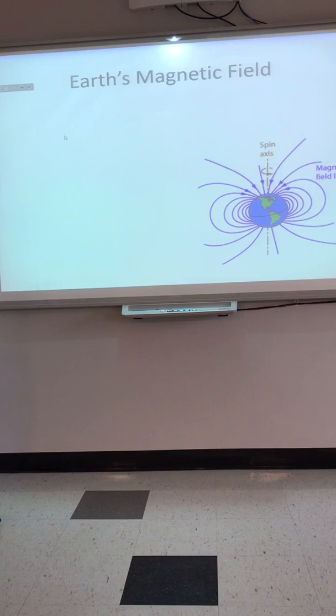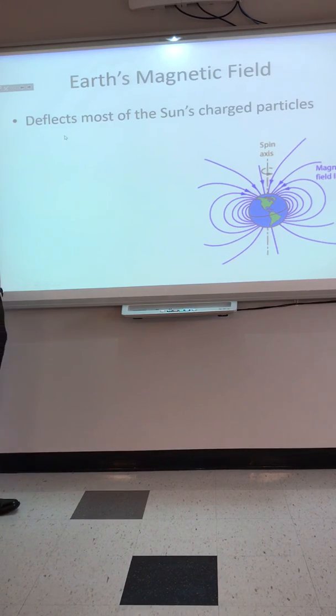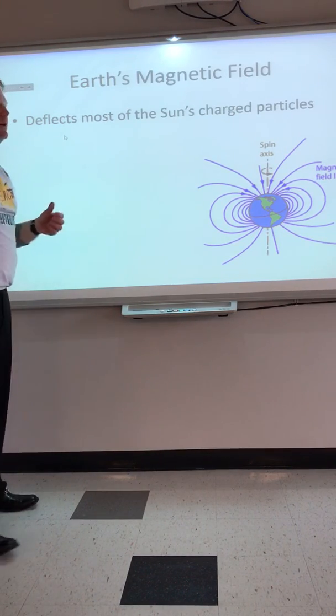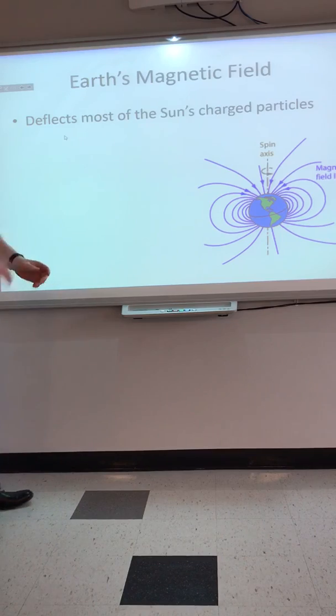Now, Earth's magnetic field. We are always spinning in one direction. We have a magnetic north, which is a little bit different than our actual north. All right? Earth's magnetic field deflects most of the sun's charged particles. So there's a purpose, there's a reason that God created the earth this way with a magnetic field, and it was to protect us from the harmful rays of the sun.